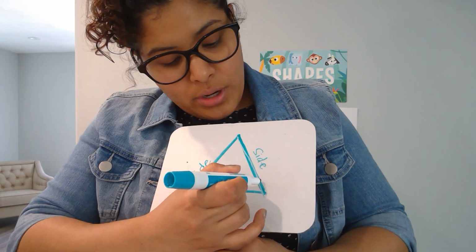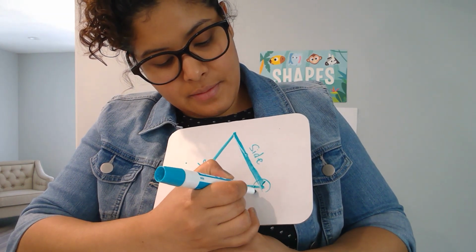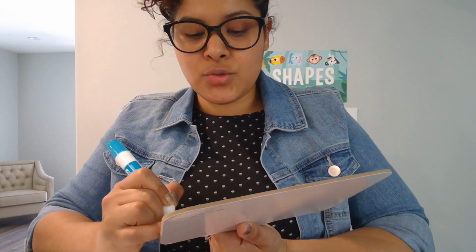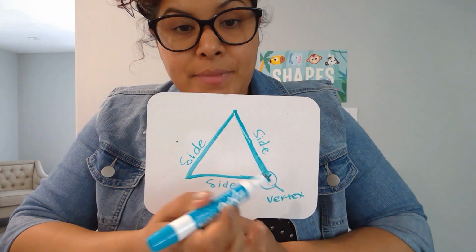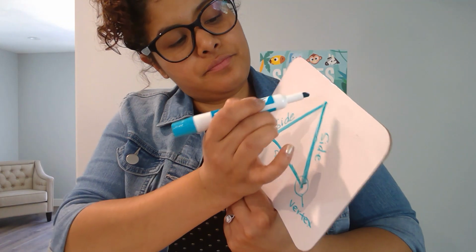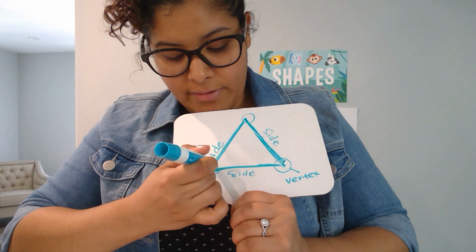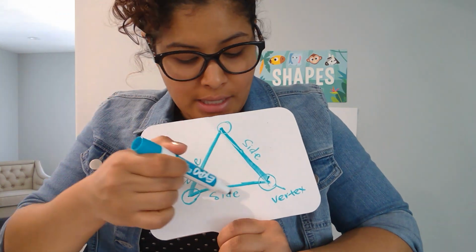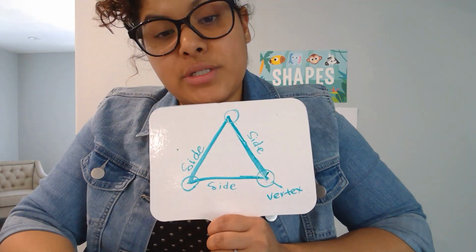Now, this point right here, where this side meets this bottom side, this is what we call a vertex. A vertex is where one line touches or meets another line. I have a vertex here. I have a vertex here. And I have a vertex here. So a triangle has three lines, and it has one vertex, two vertex, three vertex.